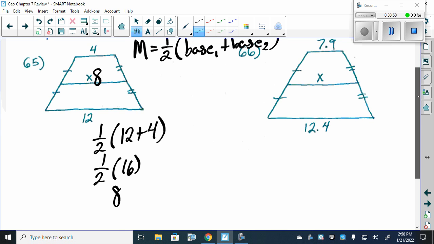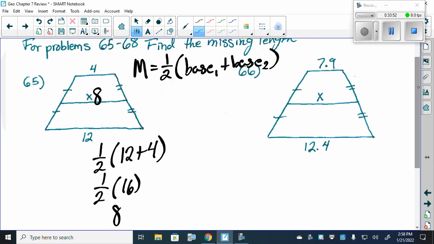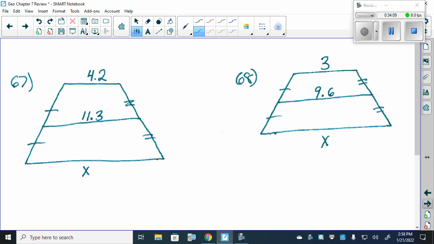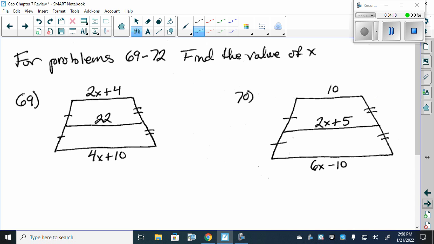Not always, because if we subtracted these two here, we would not get to the answer. So it'd be good to have that formula written down. All right. Questions on 67 or 68? Because we would still do it. Questions on 69 or 70?